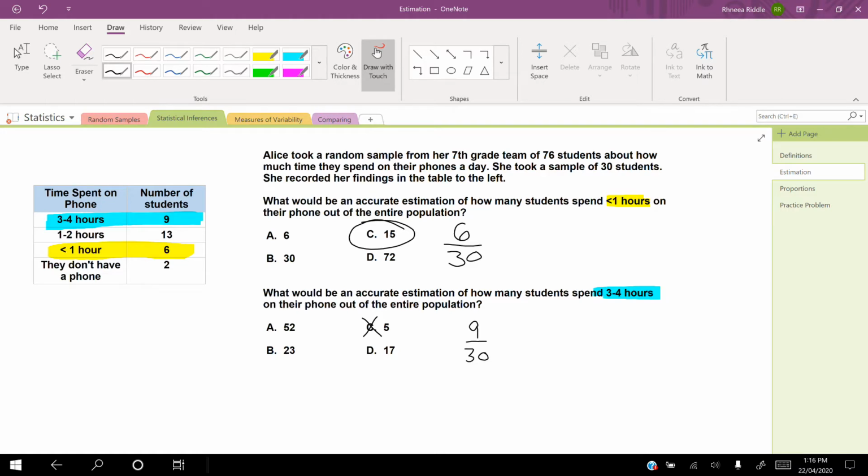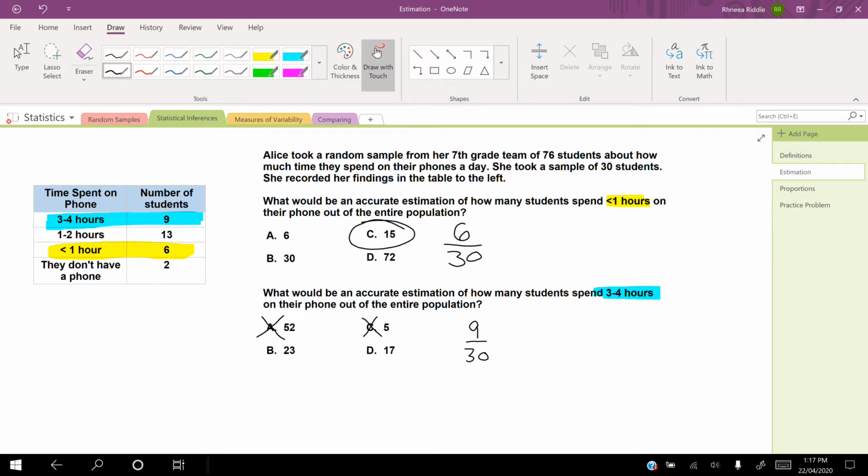As we continue looking, we can go ahead and assume that 52, or A, would also not be quite right because it is too large of a number when you're thinking about how close 9 is to 30 compared to how close 52 is to 76. It doesn't seem to add up correctly. So now we're left with looking at B, 23, or D, 17. So we're going to start using our number sense again. We know that 30 is less than half, just a tiny bit less than half of 76.